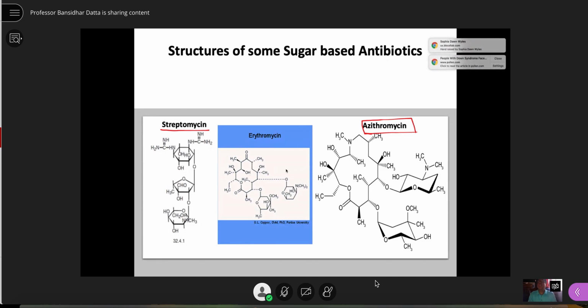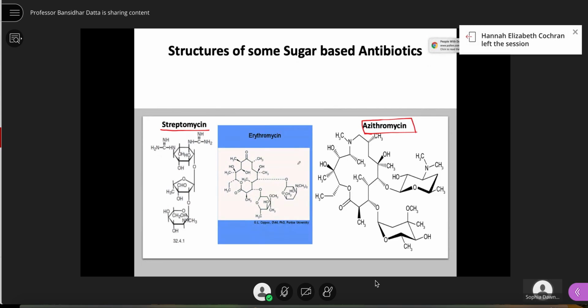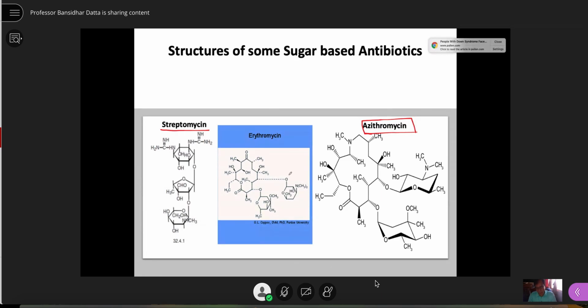So what's the difference? Yes, Sophia? Do we need to know the structure of these? I don't think so, not at this stage. If you ask any doctor, no offense to anybody, no one can draw the structure. Maybe when they learn in medical school they learn those structures, but they forget right away. It is only for bookkeeping, but that's okay. So just see the structure.